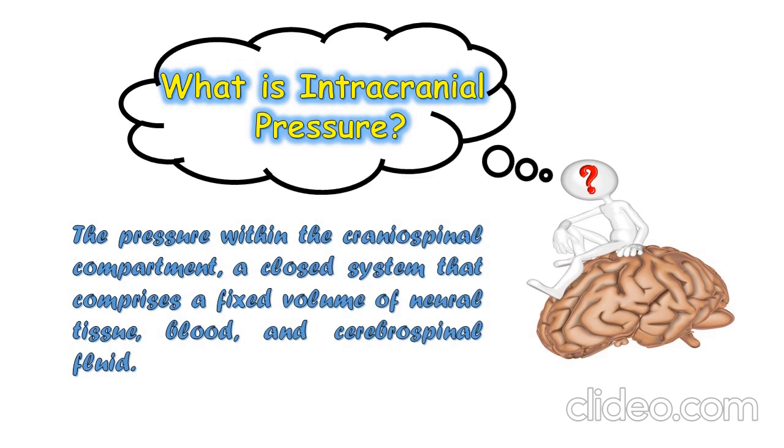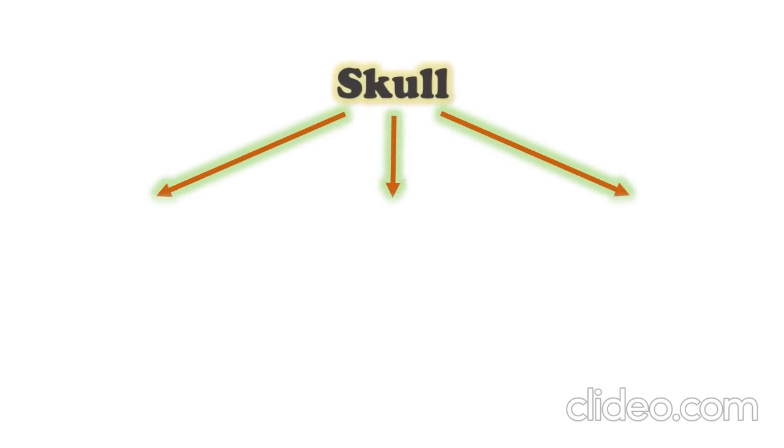This system comprises a fixed volume of neural tissue, blood, and cerebrospinal fluid. The neural tissues, blood and the cerebrospinal fluid exert a pressure on the skull. Skull is a bony, rigid structure. So the pressure exerted by the blood, CSF, and the brain tissue is turned back and exerted on the blood, CSF, brain tissue.